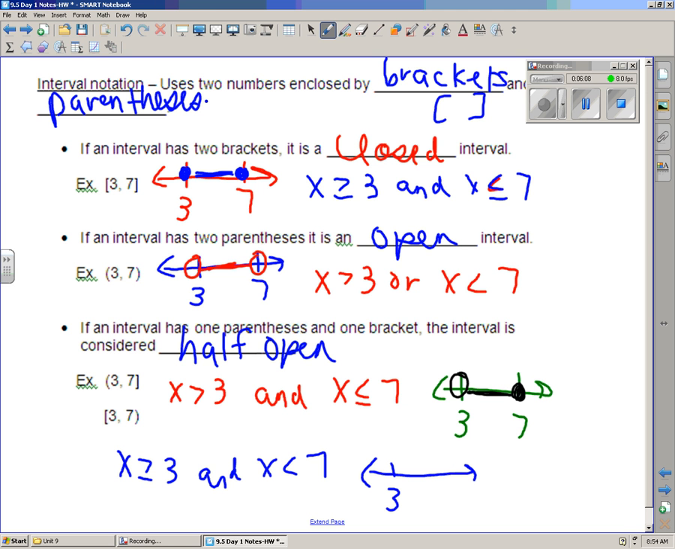And now if I go to 3 and 7, I flip-flop those. My bracket means I have a closed circle. My parenthesis means it's open, and it's everything in the middle.